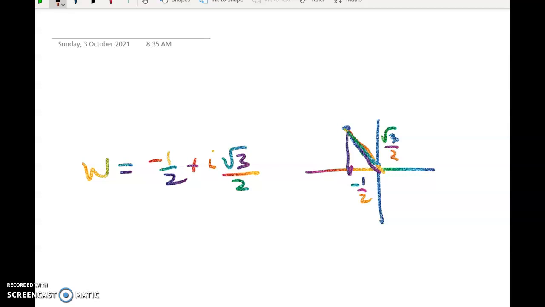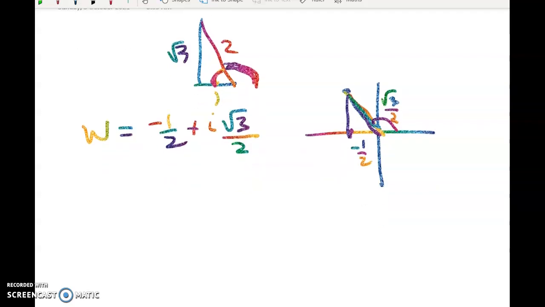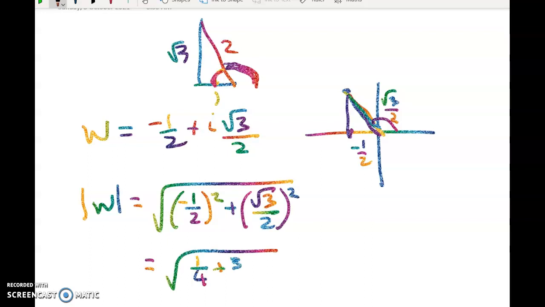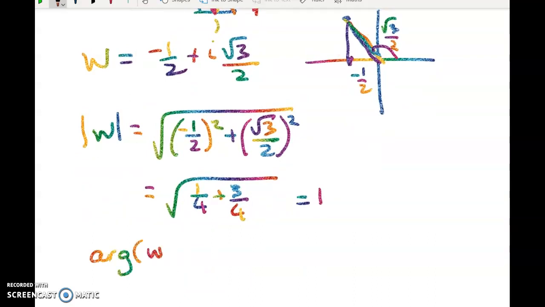And your brain should be screaming at you special triangle, because it's just a shrunk down 1, √3, 2 triangle. And that means that I know straight away that this angle in here is 60 degrees or pi on 3, and the angle we're after, the argument, is going to be 2 pi on 3 or 120 degrees. So the modulus of w is 1, and the argument of w is equal to 2 pi on 3.